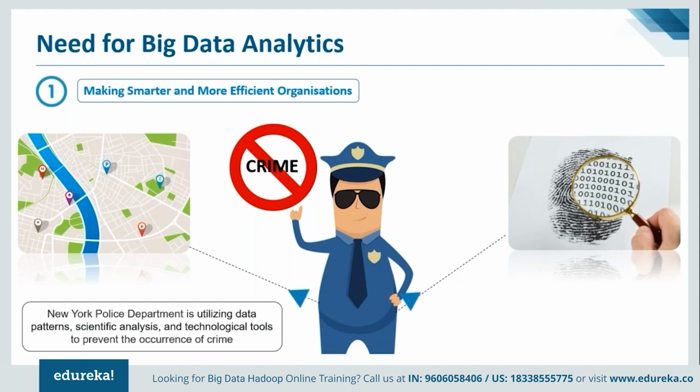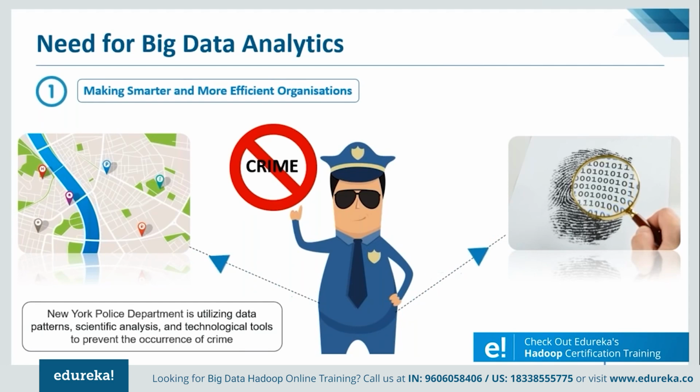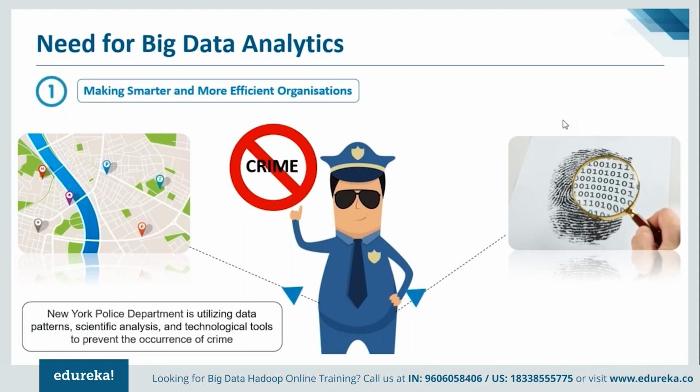So they were able to identify these hotspots, and then from there they deployed their local officers so that they could reach there on time before the crime was actually committed. So this is how the NYPD basically utilizes this entire field of big data analytics so that they can prevent crime and make New York a safer place. So now, after exploring the first reason, let's move on to the second reason and see what it is.